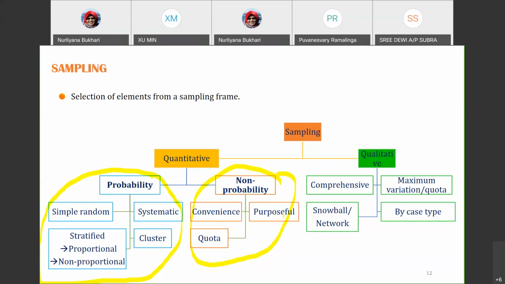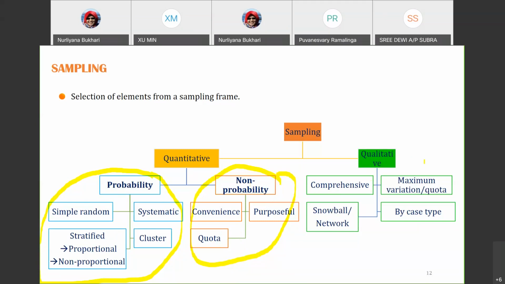Purposeful means you really select them, not because I just want anybody under the sky. I want somebody who can meet the criteria of what I really need to answer my research questions. Or a quota: who gets the supplementary feeding program, or who will be vaccinated. That's a quota for a certain program, and you select based on that, and there's no way it's random sampling.